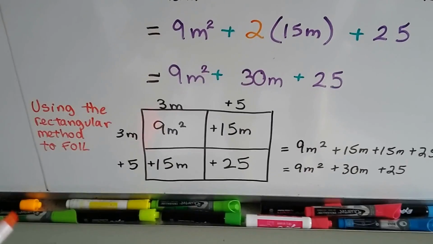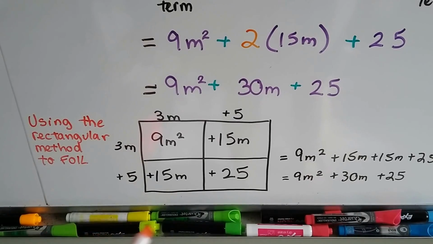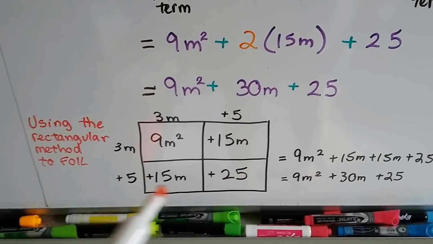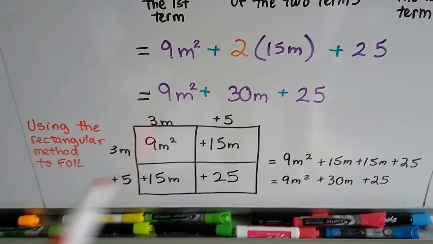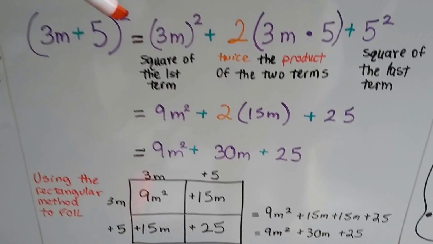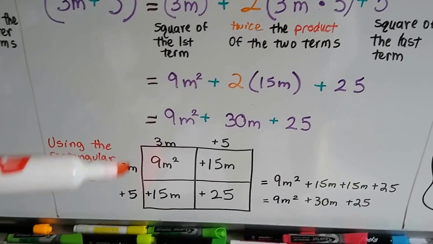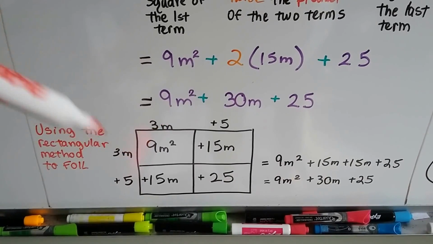Now, we also talked about a couple videos ago using the rectangular method to FOIL. You just make a rectangle, and you put a set of 4 squares inside of it, like with a plus sign, and then you put your 3m plus 5, see? And because it's squared, we're going to do it twice, 3m plus 5. Then we multiply this box.